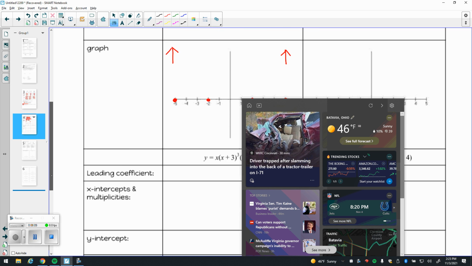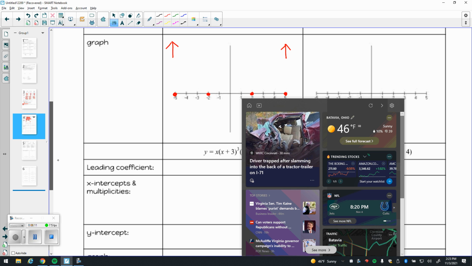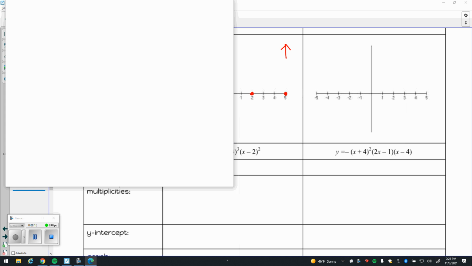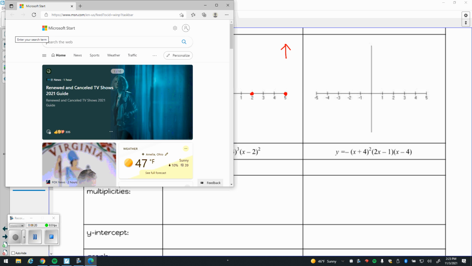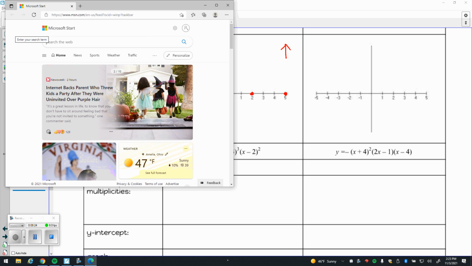So now what I do from here, don't just draw it. I would suggest you use what it means to have a multiplicity of 1. Because when it gets to be a multiplicity of 3, if you draw it the wrong way and you don't have an idea of where it's coming from, your whole graph's wrong.